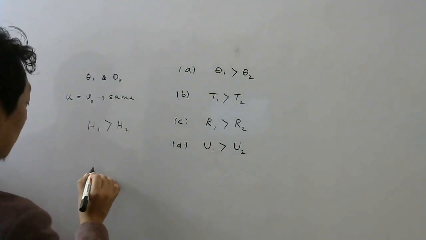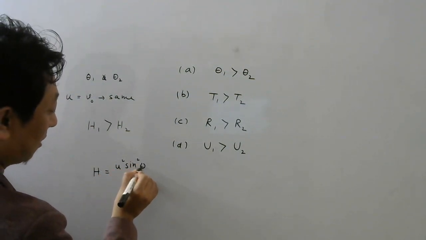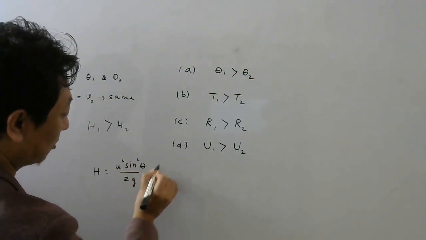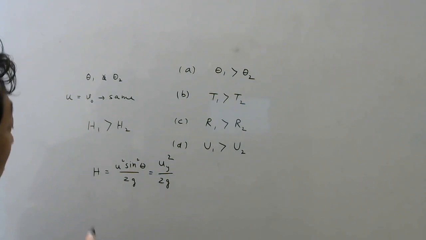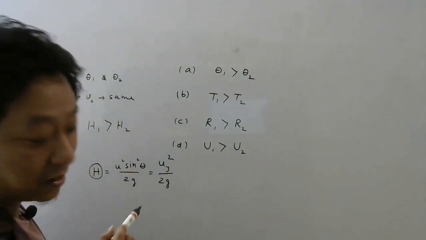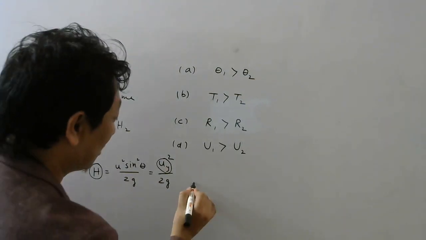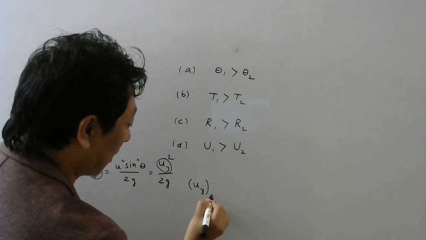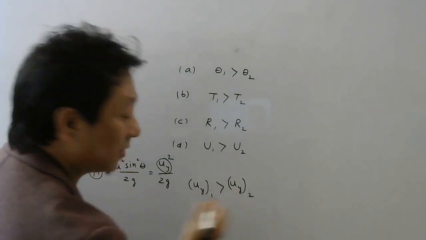Now we know the formula for maximum height is u square sine square theta by 2g, which I can also write as uy square by 2g, isn't it? So now you can see that since maximum height is more for the first particle, this uy should be more for the first particle. So uy for the first particle should be greater than uy for the second particle.